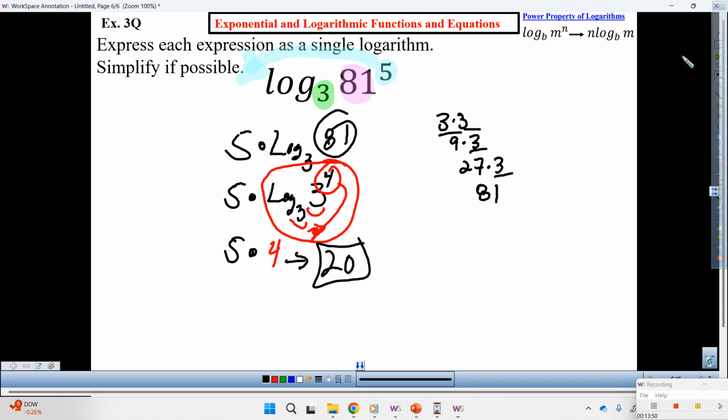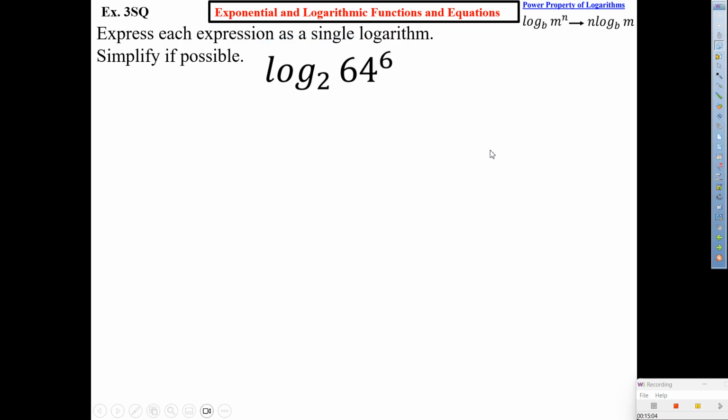All right, let's do another one. Copy this one. Example 3 super Q. We got log 2, 64 to the 6th power. I'll send you the screen so you can send me your notes. Go.